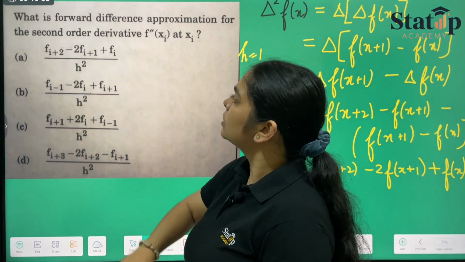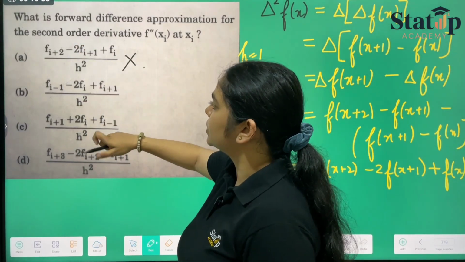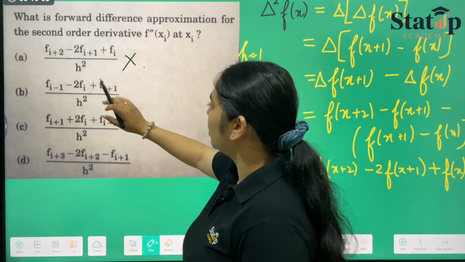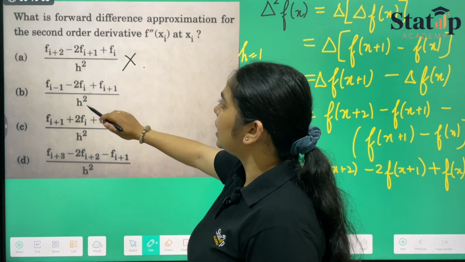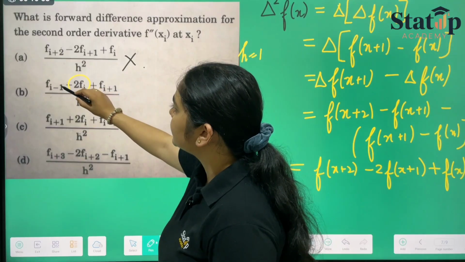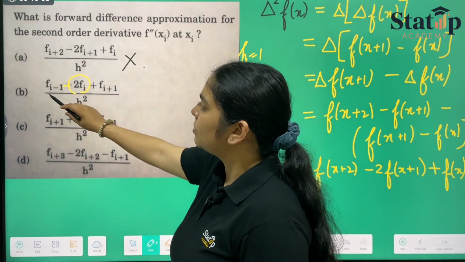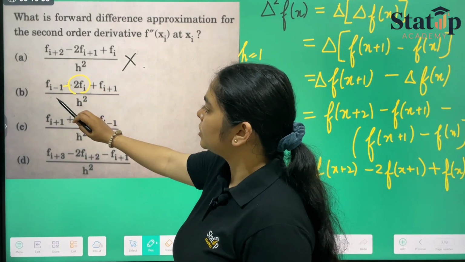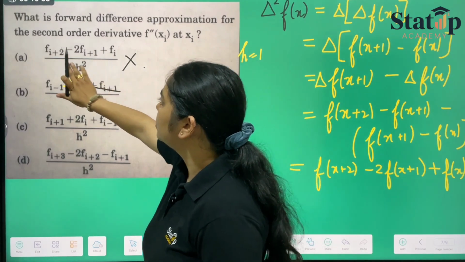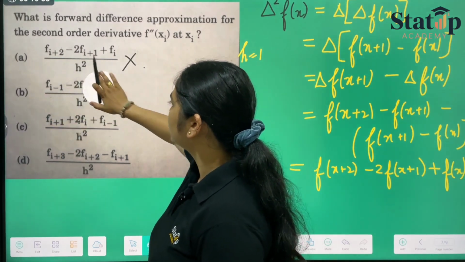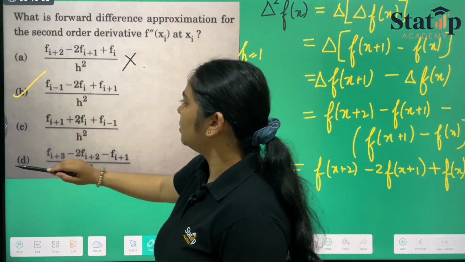Okay, so this is not the correct explanation of this. Here we have to consider that this comes in between and has a negative sign. So this is coming in between of i plus 1 and i minus 1 and upon h square. So this is our correct option, option number B.